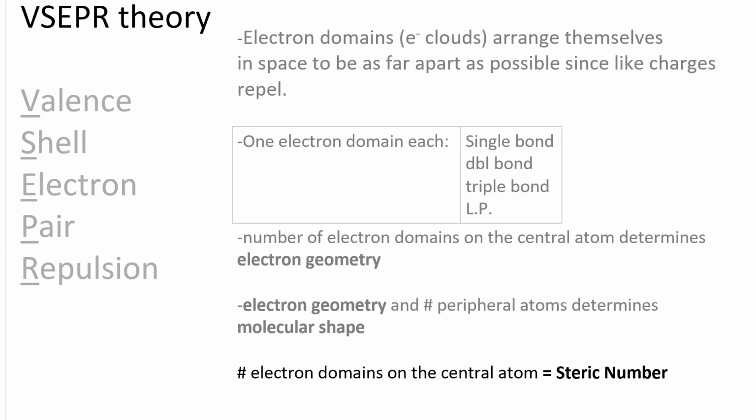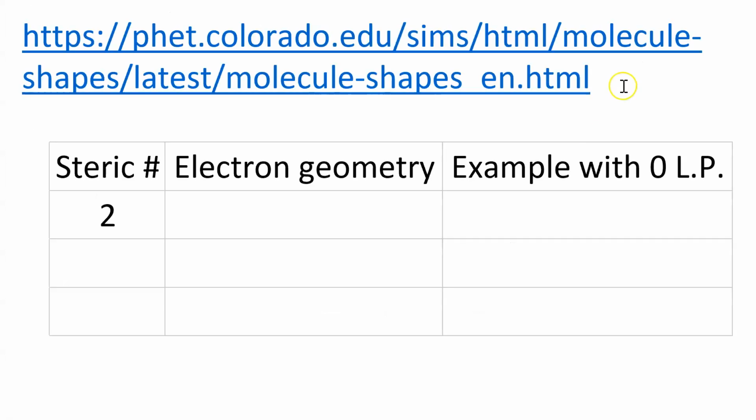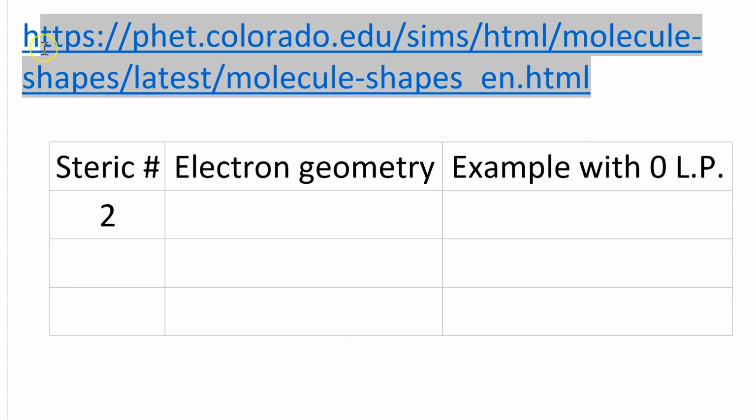So, the number of electron domains on the central atom is called the steric number. And we can make a table of steric number versus electron geometry. What I'm about to show you, I'll do using this simulation. And I will include a link in the description of this video on YouTube so that you can enter the simulation and follow along.